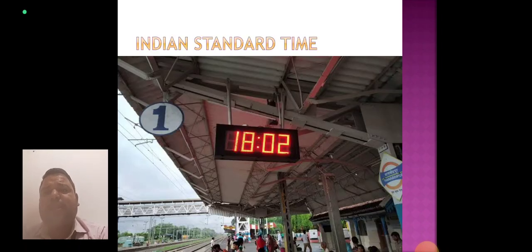Now, Indian Standard Time. India's longitudinal extent is 68 degrees east to 97 degrees 25 minutes east, which is not too large, and the 82 degree 30 minute east longitude, which runs almost through the center of the country near Allahabad, now called Prayagraj, is taken as the standard meridian for the whole country. The local time is called Indian Standard Time, IST, and it is about 5 hours 30 minutes ahead of UTC or GMT.